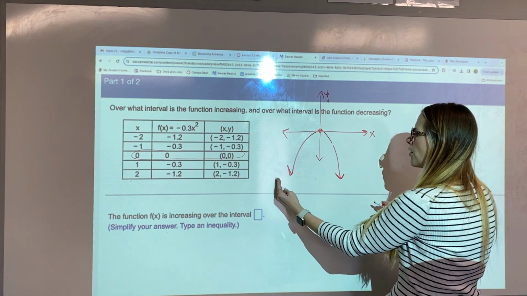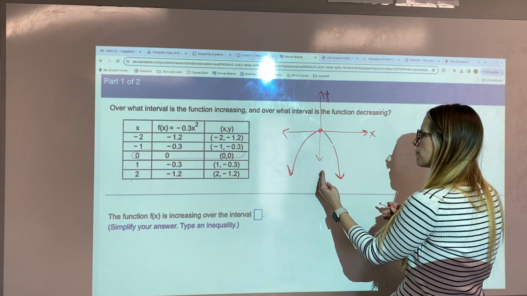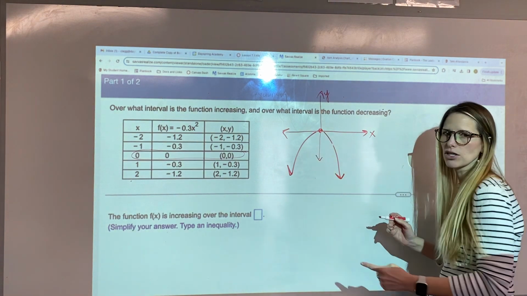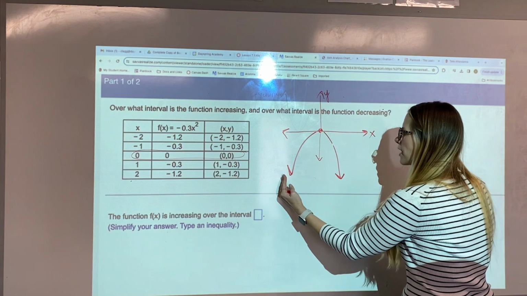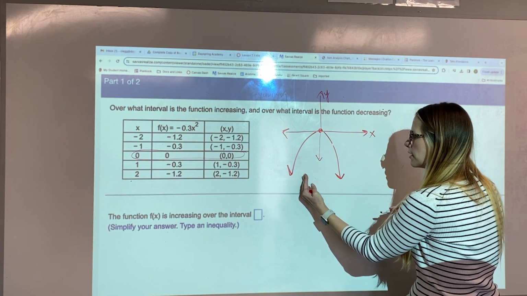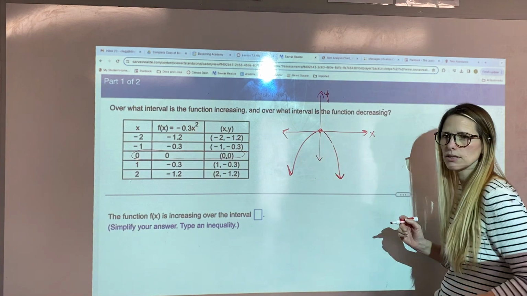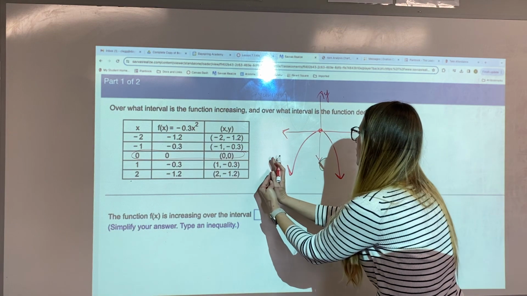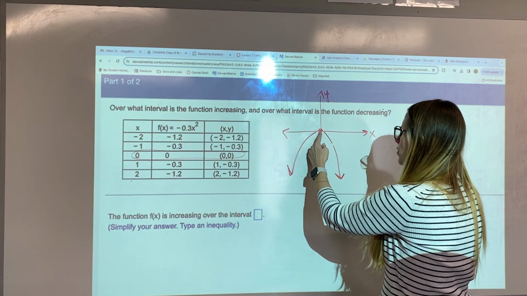So on the left side, when I read it from left to right and stopping at the vertex, what is the behavior of this function? Is it increasing or decreasing? From left to right, is this going up or down? It's going up, right? If you're reading it from left to right, this is going up.